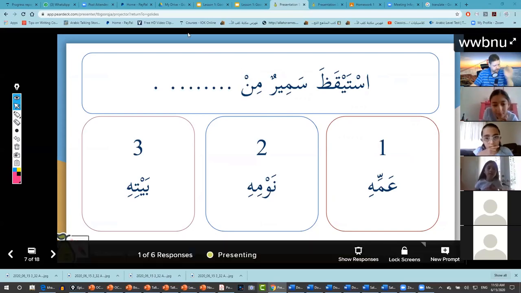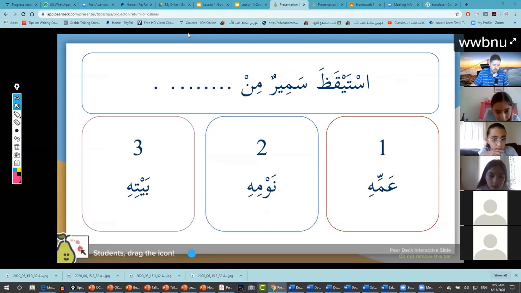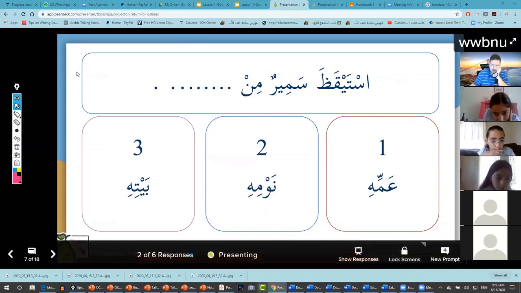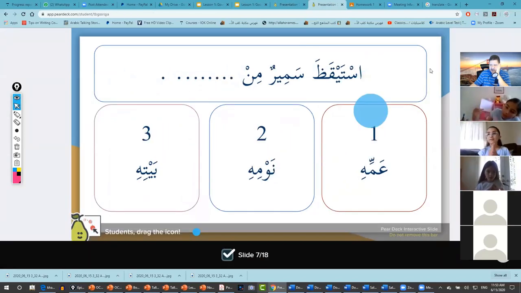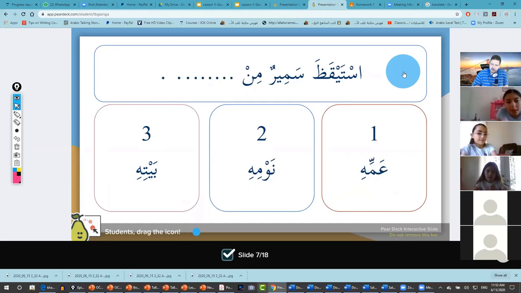استيقظ سمير من عمه، من نومه، من بيته. عمه, his uncle. نومه, is sleeping. بيته, his home. So which one? Put the circle in the right place. Which one is the correct answer? Okay, you have 15 seconds. It's easy for you. I have very smart students, I'm sure. So go ahead, Lilas. Istayqala Samirun min nawmihi. Samir woke up from ammihi, nawmihi, baytihi.